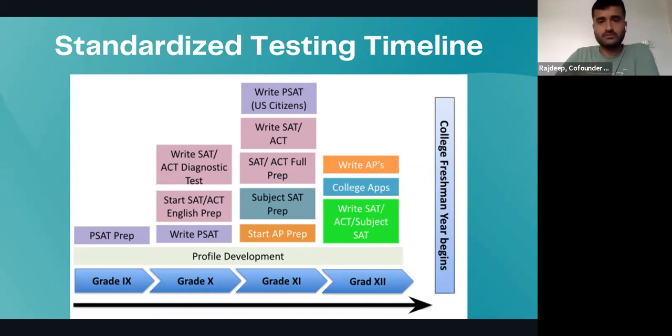Now, somebody might have this question: can I do it after grade 12, in the month of May, after I'm done with my board exams for grade 12? You can definitely do it. There is no doubt about that.